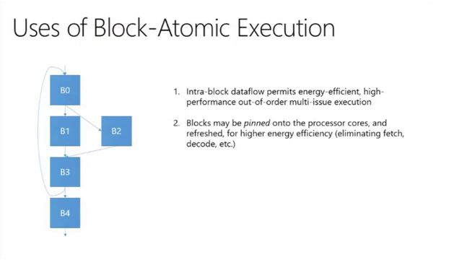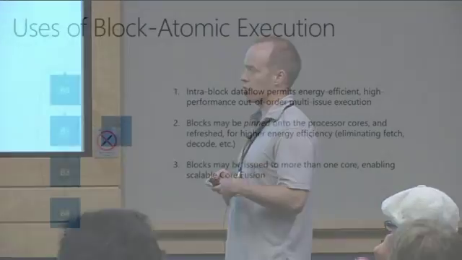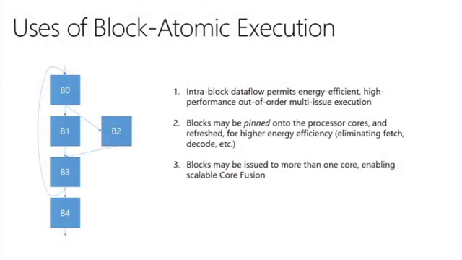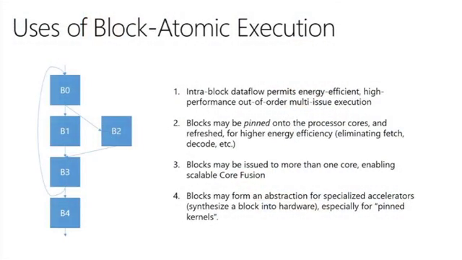You can pin the blocks in the processor core to cut out your front-end energy. You can now issue blocks to more than one core, allowing yourselves to grab more or less energy depending on your workload mix and the needs of your system at the time. And then finally, these blocks can run from 4 to 128 instructions. They form an interesting configuration that you can use to synthesize into an accelerator.